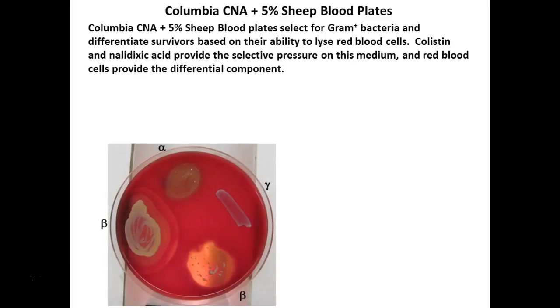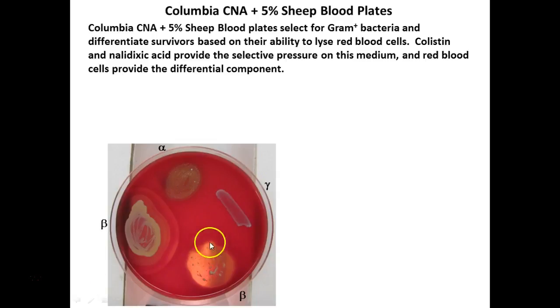So for Columbia CNA plates, right, these contain the antibiotics Colistin and nalidixic acid. These inhibit the growth of gram-negative. So who grows on these plates? Just gram-positive. So only for the gram-positives could we ask the question if it was hemolytic. And there's two types of hemolysis that actually lyse the red blood cells. Beta, and what happens to those red blood cells when it's beta hemolysis? Completely lyse.